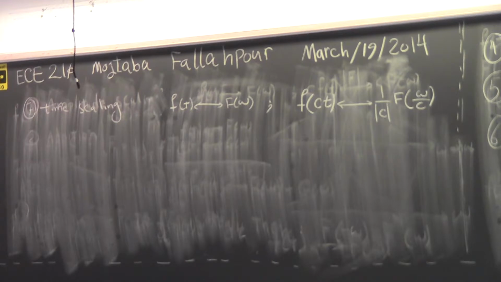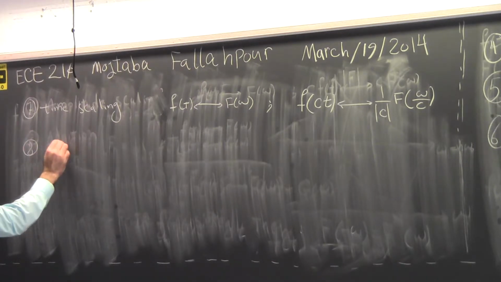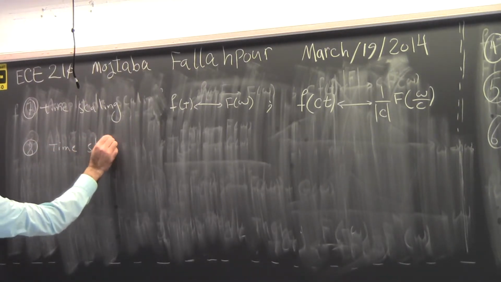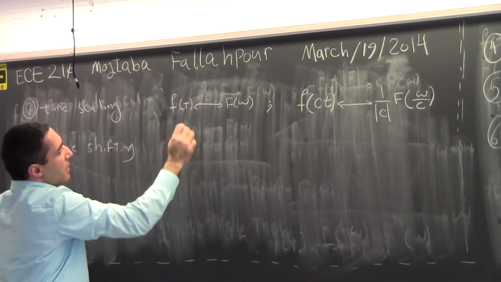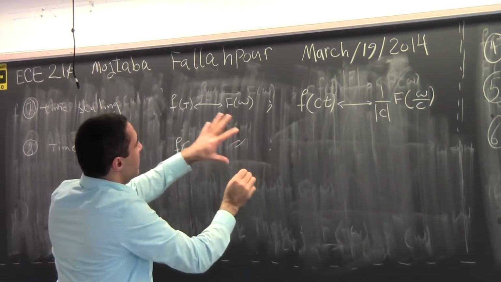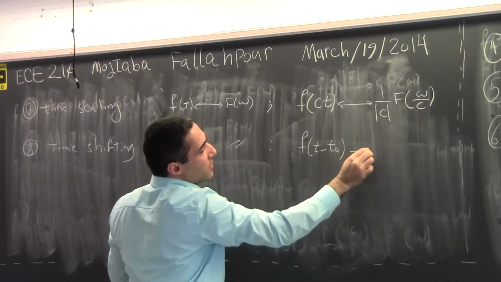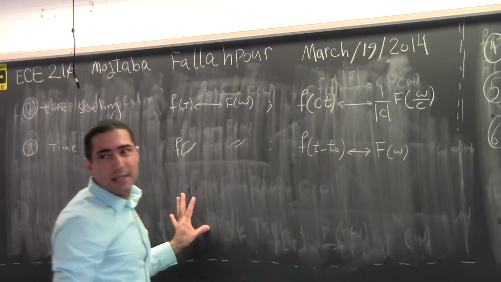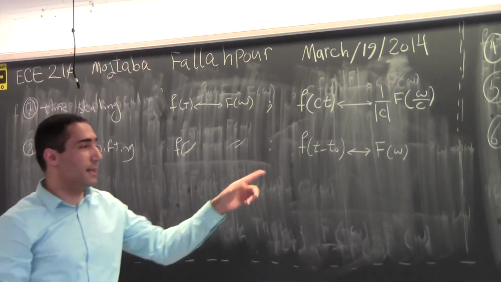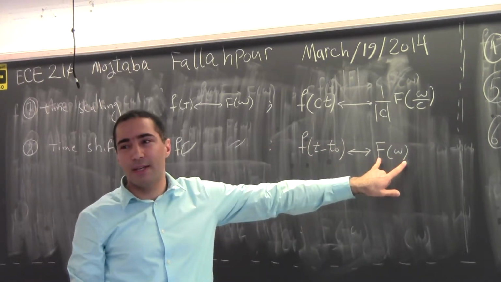Another one: time shifting. I think this is also very useful. If f(t) is this, and then you have f(t minus t0), or t naught, you will get F(omega). Can you guess? You had this in Fourier series. If you shift in time, what do you get in here?